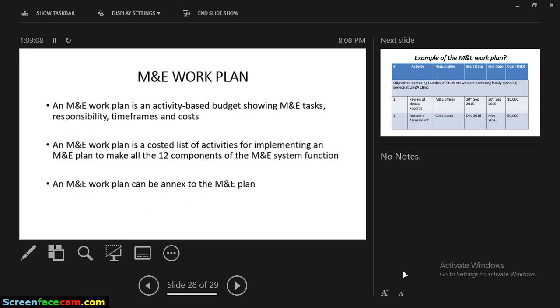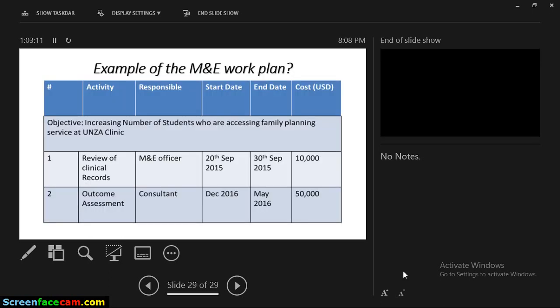Then there is the M&E work plan. An example of an M&E work plan is this, talking about what the activity is, review of clinic records, who is going to be responsible, an M&E officer, when this will start, starting on that particular date, then ending on that particular date, then how much that particular activity will cost. So we've now exhausted the concepts that underpin monitoring and evaluation.